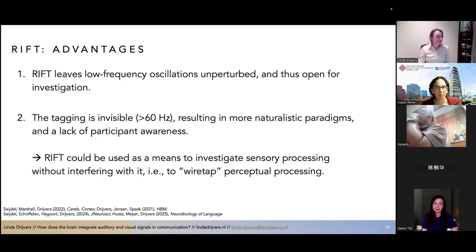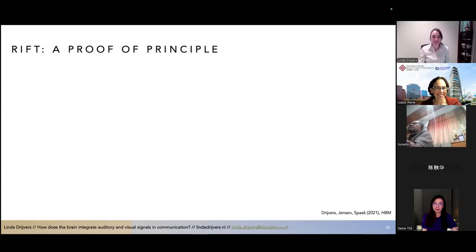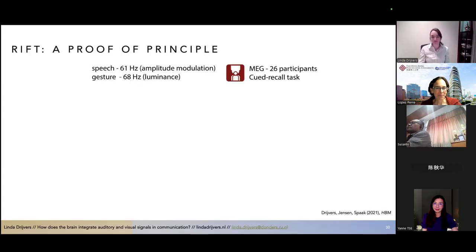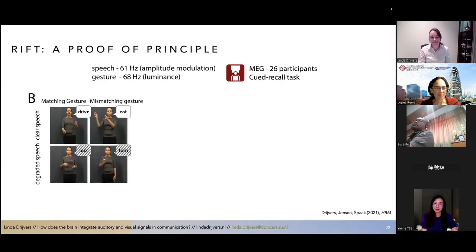Now, when we started out with this, it of course sounds very exciting, but you first have to show that it works, right? So that's what we did. We provided a proof of principle for this by using our tried and tested videos, this time with a matching gesture and a mismatching gesture, and degraded speech and clear speech. This time, we had this visual semantic factor that affected the integration, but also this more low-level factor, by comparing clear speech and degraded speech to really see what would affect this integration signal most.